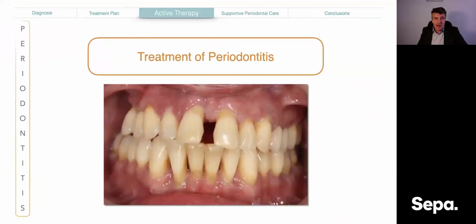gingivitis. But I'm not sure if we have the evidence to support the use of these agents also in the treatment of periodontitis. So maybe Paula can explain to us if this role that we have seen, which may be positive for the treatment of gingivitis, could be the same for the treatment of periodontitis.